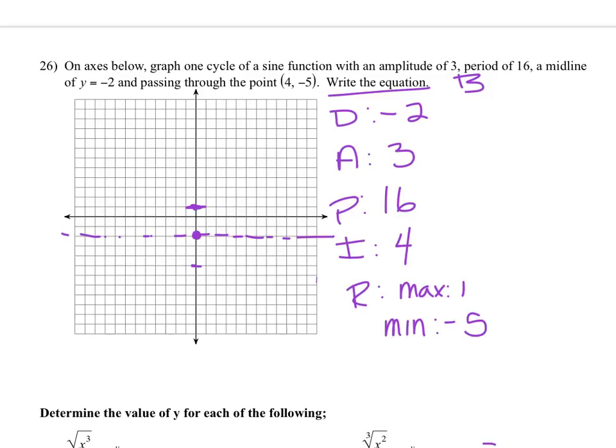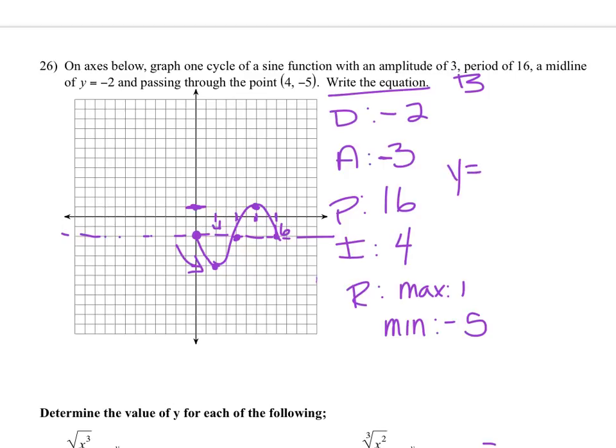So let's figure out if my interval is 4. I'm going to make this 4, 8, 12, 16. So this is my 4, so 4, -5 would be right here, so that means the sine is going down. The next one would go up, then it would go to the max, then it would go to the midline again. So since this is sine and it goes down to start, my amplitude is negative.